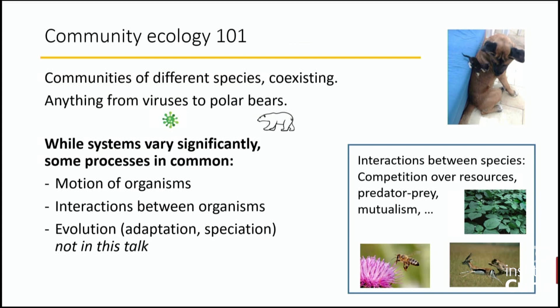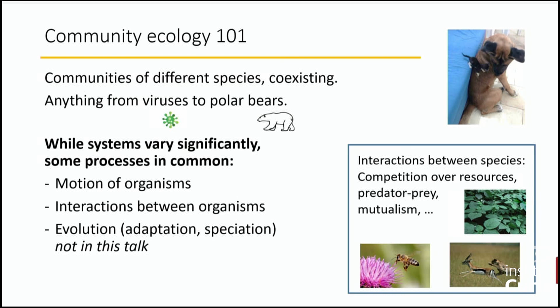One of them is motion of organisms, which might be an organism, the bear walking, or it could be that a plant is spreading seeds that disperse through rivers and wind. Another thing that happens is that organisms interact. They don't live each separately there. Interactions are very important. Here are some classical examples of interactions.